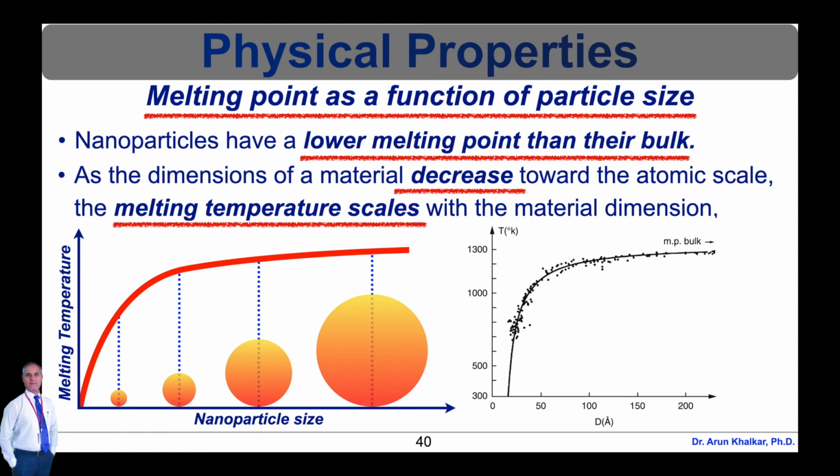However, nanomaterials can melt at a temperature significantly lower than the bulk material. For example, the melting point of gold nanoparticles of approximately 2.5 nanometers can be 300 degrees lower than that of bulk gold. The melting point of gold nanoparticles as a function of size is shown in these two graphs.